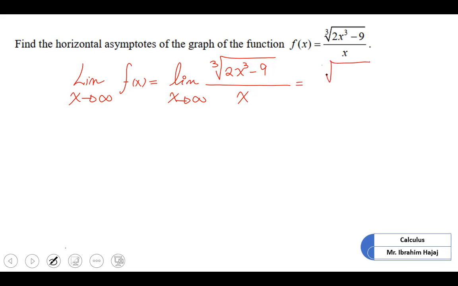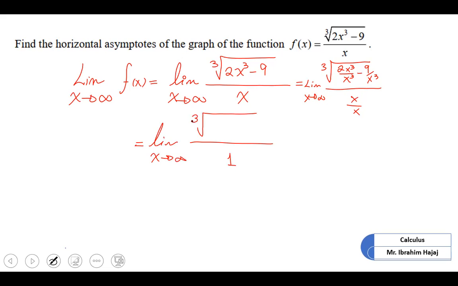So it's like this: the cubic root of 2x cubed over x cubed minus 9 over x cubed, all over x, and here the limit as x approaches positive infinity. The limit of x over x is 1 in the denominator. In the numerator, the cubic root of 2x cubed over x cubed is 2 minus 9 over x cubed. Do you know that you can take the limit for 9 over x cubed, which is 0? Yeah, 9 over infinity, it's what?